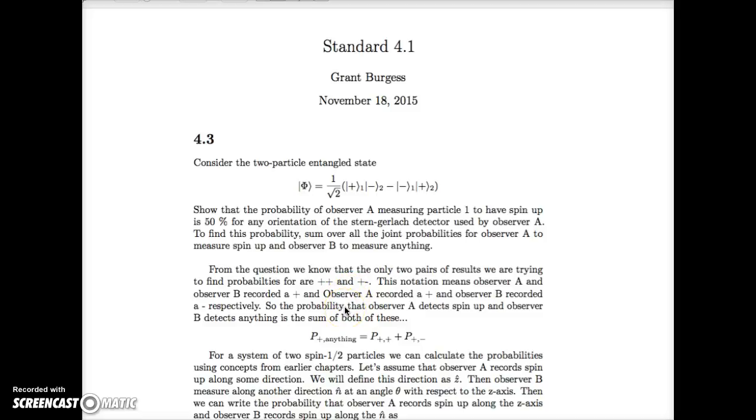So the probability that observer A detects spin up and observer B detects anything is the sum of both of these. So this is the probability of both observer A and observer B observing spin up, summed with the probability of observer A detecting spin up and observer B detecting spin down.